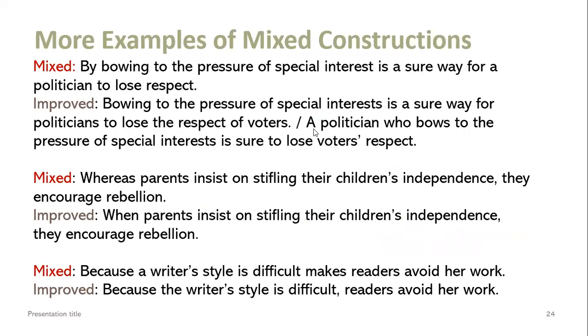So let's look at more examples. "By bowing to the pressure of special interest is a sure way for a politician to lose respect." How can we improve this sentence? Well, we have two examples there. "Bowing to the pressure of special interest is a sure way for politicians to lose the respect of voters." And then we have, "A politician who bows to the pressure of special interest is sure to lose voters' respect."